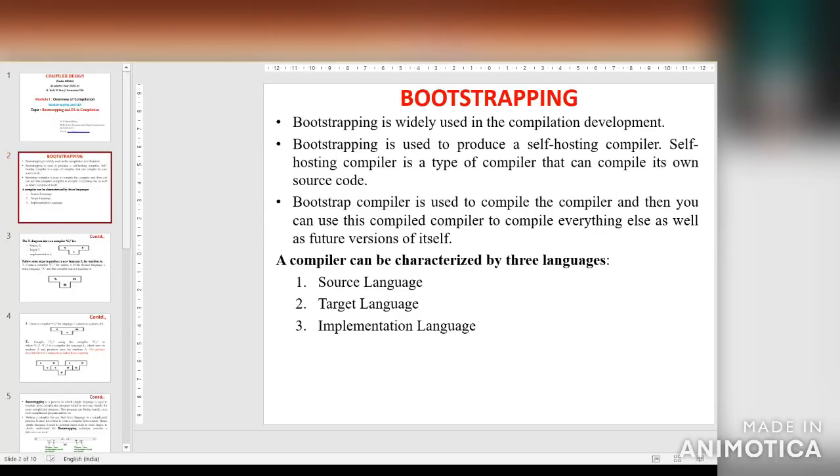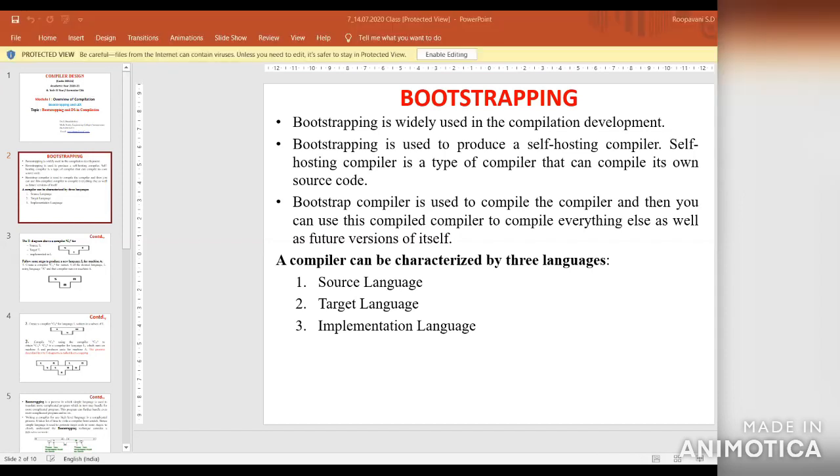So the next thing, in the last part of the first unit, is the bootstrapping technique. Bootstrapping is widely used in compiler development. Second, bootstrapping is used to produce a self-hosting compiler. A self-hosting compiler is a type of compiler that compiles its own source code.